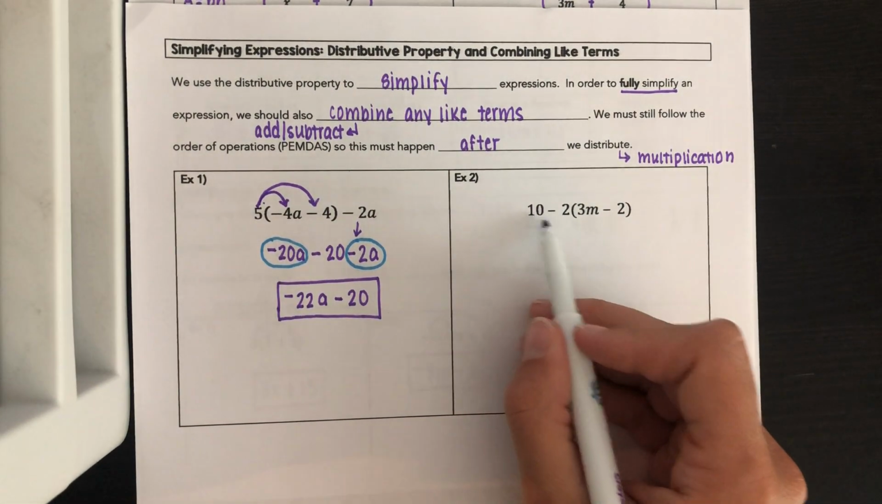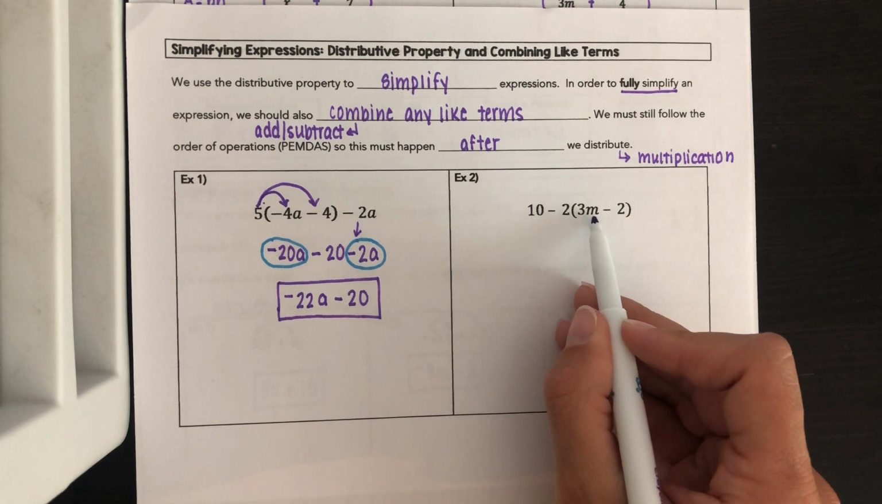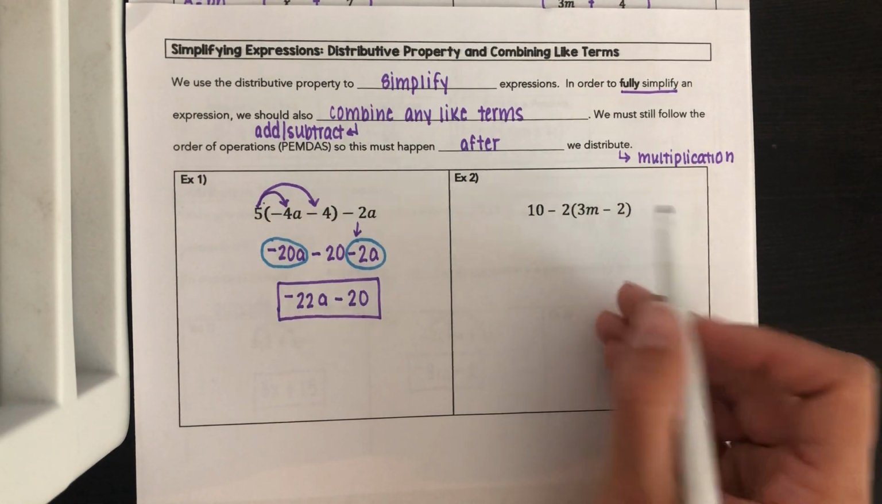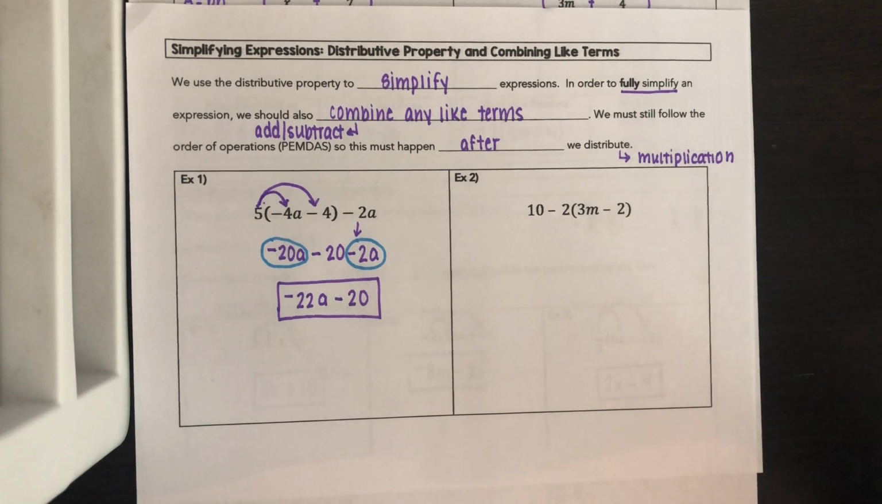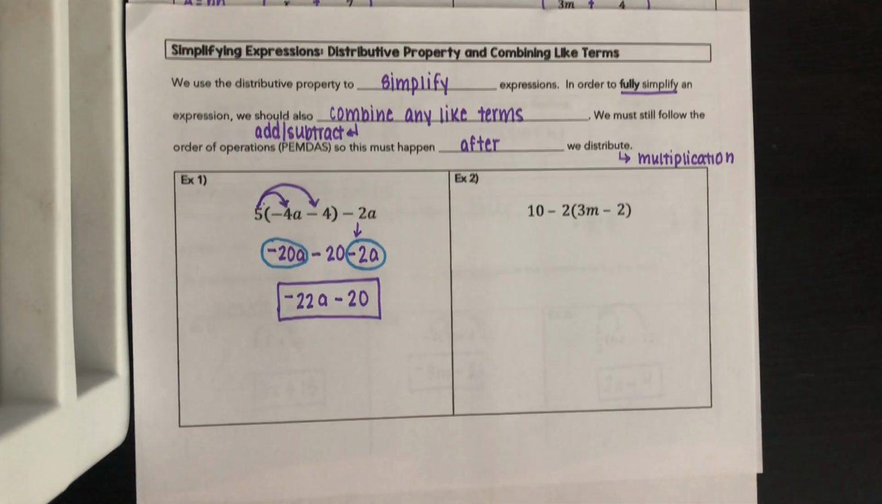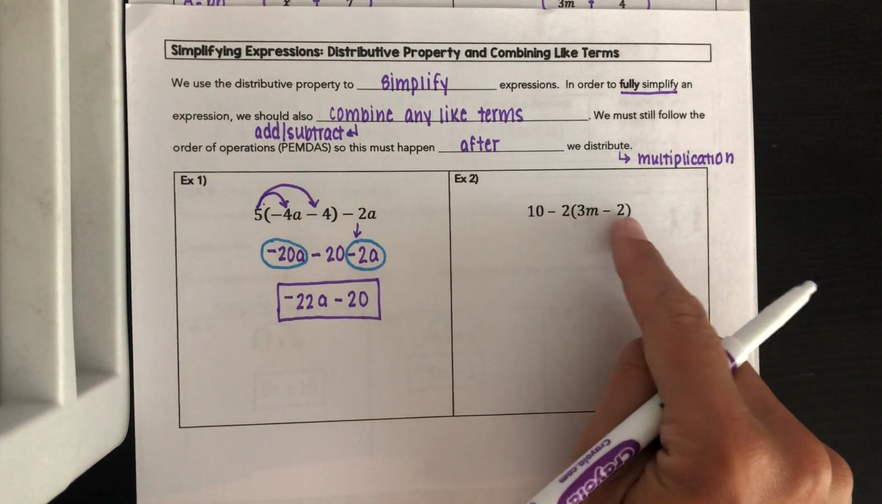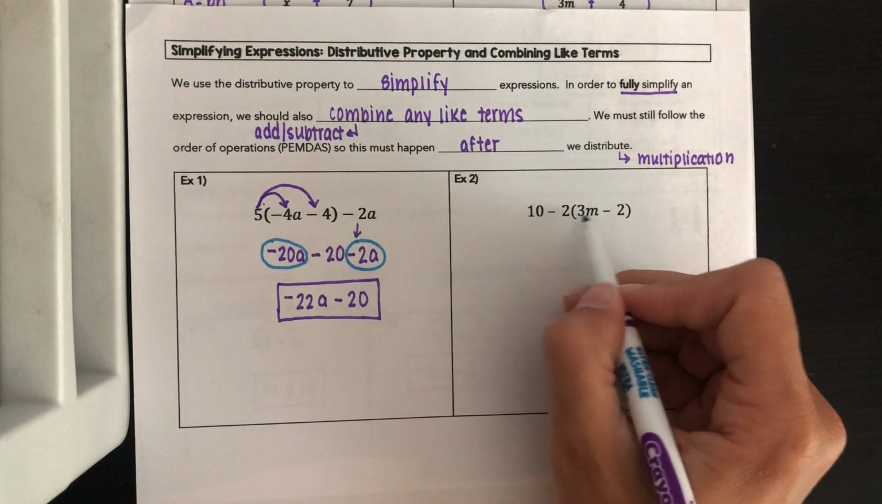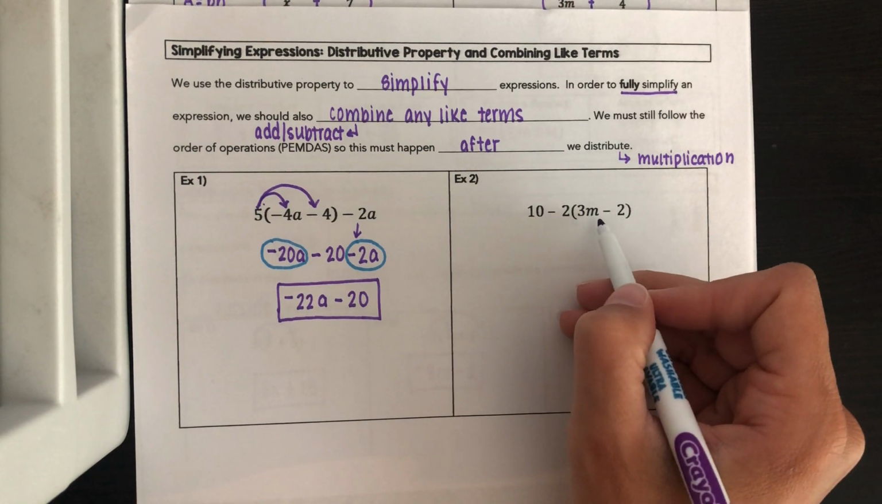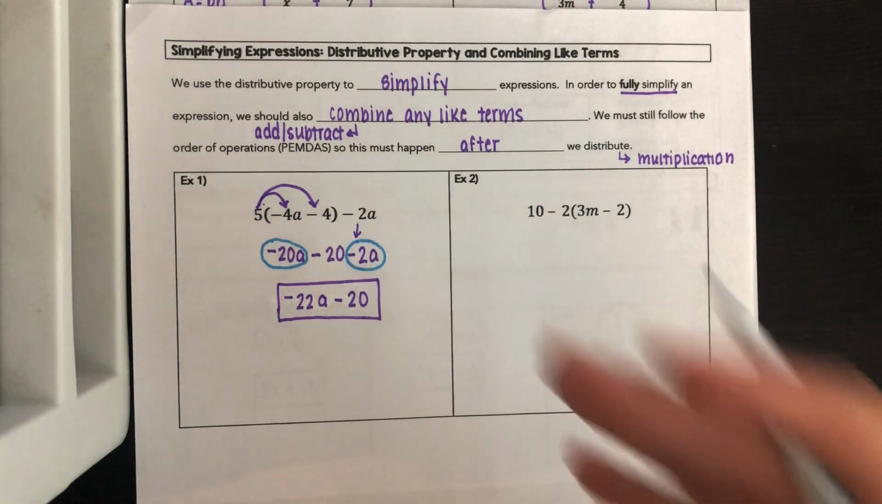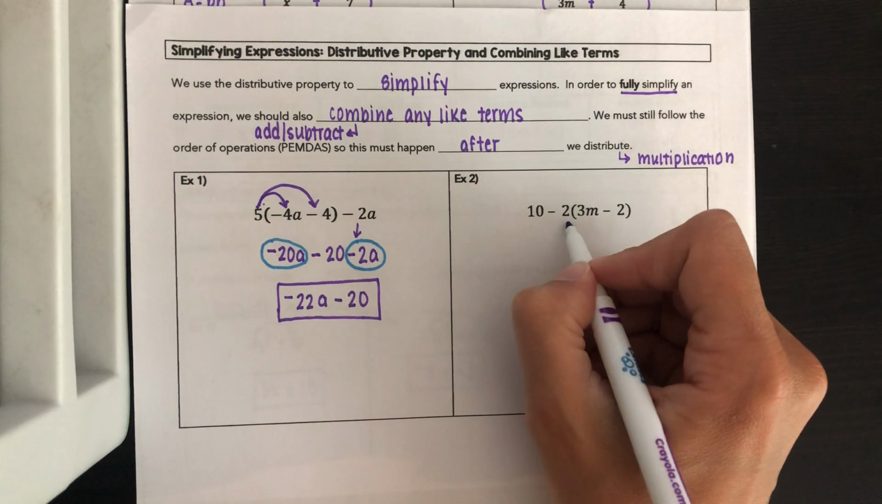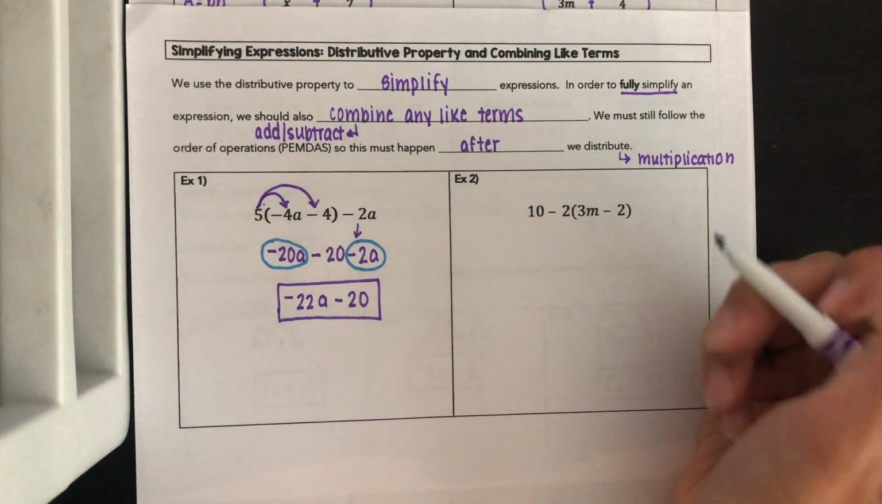So we have 10 minus 2 times the quantity of 3m minus 2. Again, if we think about order of operations, multiplication has to happen before addition or subtraction. Many of you also are saying, hey, Ms. DeLuto, what about the parentheses? So if we look inside our parentheses, 3m minus 2, we can't really do anything to simplify inside of our parentheses. So we would move on to our next step, which would be that multiplication, which we see right here.